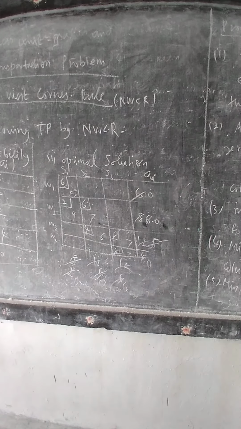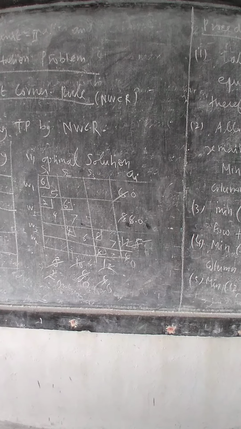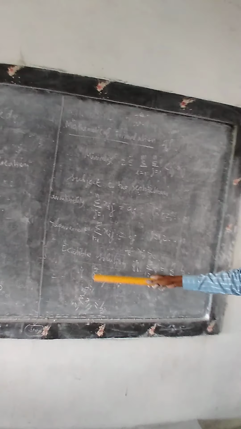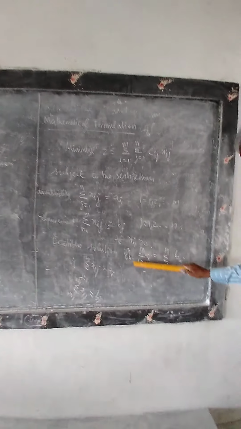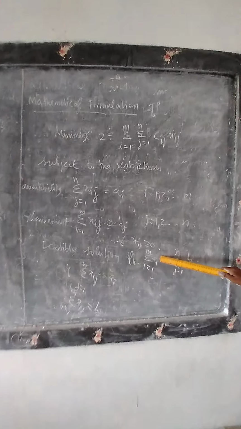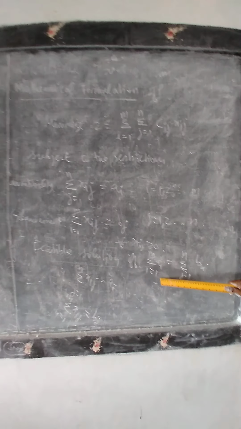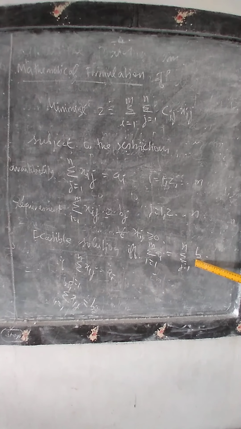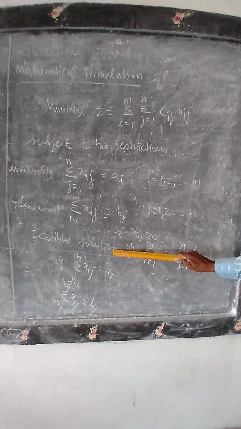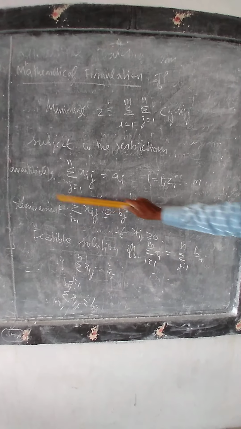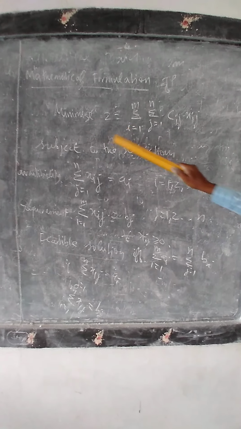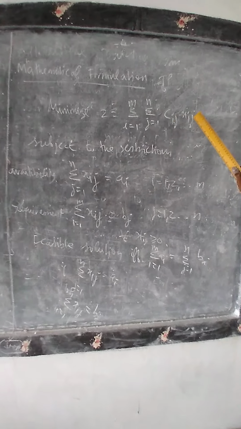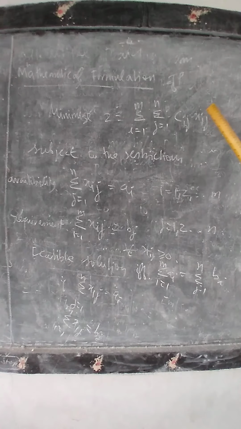So this is how you formulate the mathematical formulation of the transportation problem, and how to find the feasible solution. If the total availability, summed over i equal to 1 to m, and the total requirement, summed over j equal to 1 to n, are equal, then only it is called a feasible solution. The mathematical formulation is: minimize z equal to the sum of cij xij, where cij is the cost associated with xij. You have to find the total cost.